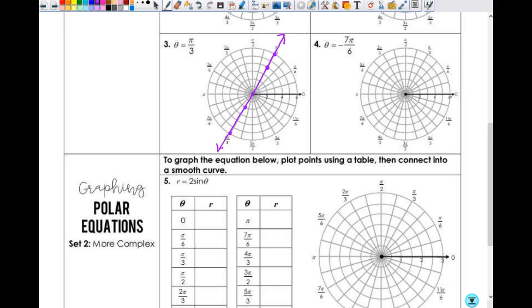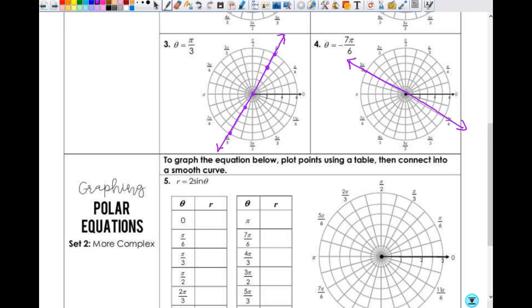Negative 7 pi 6 is a coterminal angle with what? 5 pi 6. And so it's a line that goes through 5 pi 6 that looks like that. Okay? We're good? Negative 7 pi 6. You go clockwise. Yep. Like that. Yes? We got it? Any questions? And there's arrows on the ends because it's a line. What was that? It's a line. You put arrows on it.